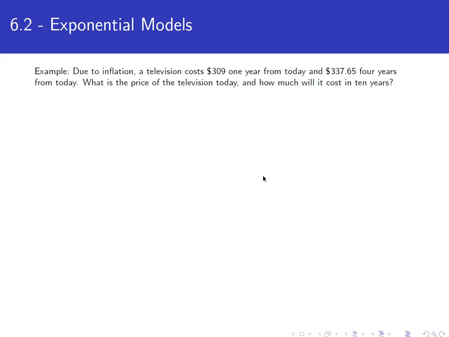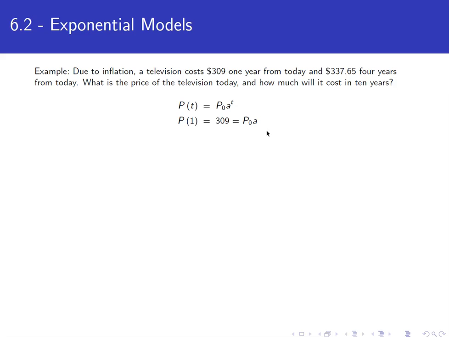Let's do an example with inflation. A television costs $309 1 year from today, and $337.65 in 4 years from today. The problem asks us for the price of the TV today and how much it'll cost in 10 years. Again, we're going to assume that a price will grow proportional to its current price. So we'll assume that we have exponential growth here.